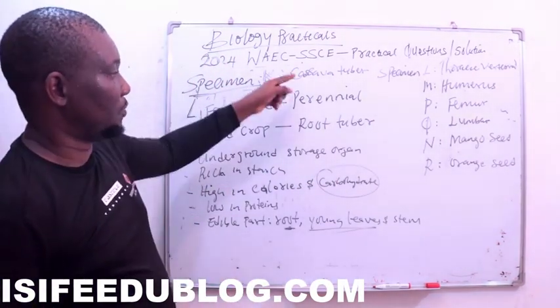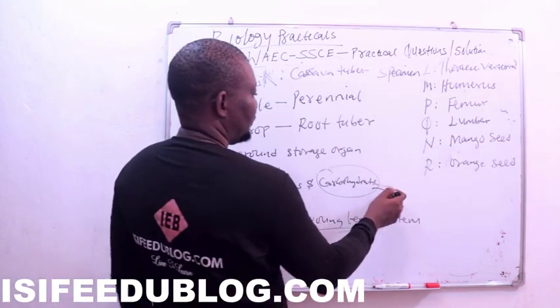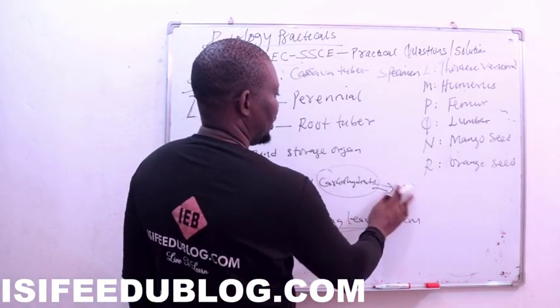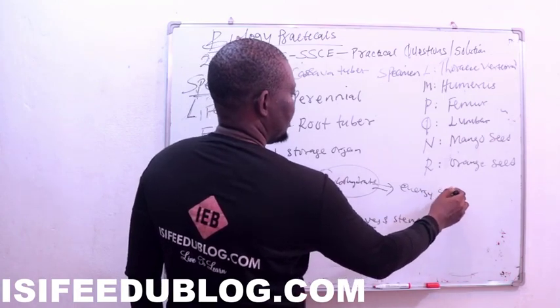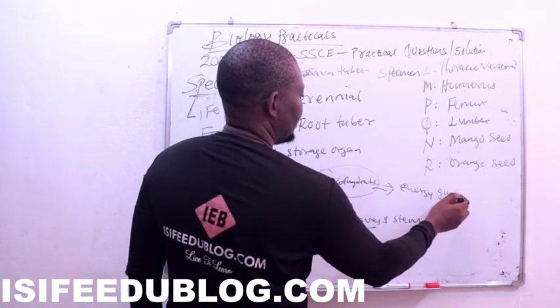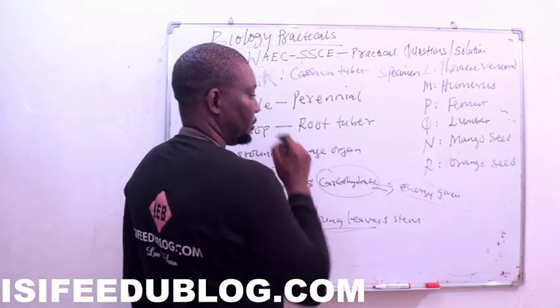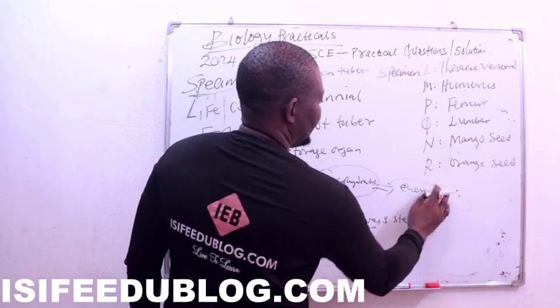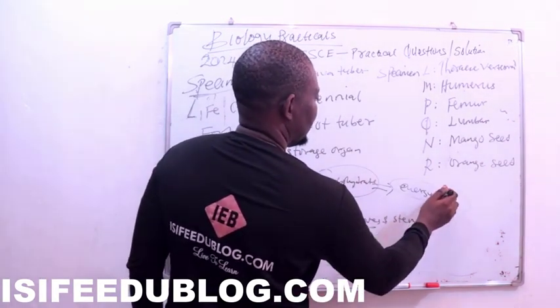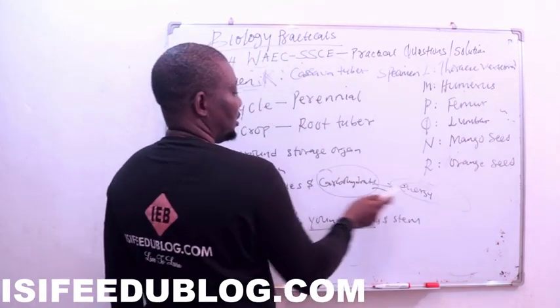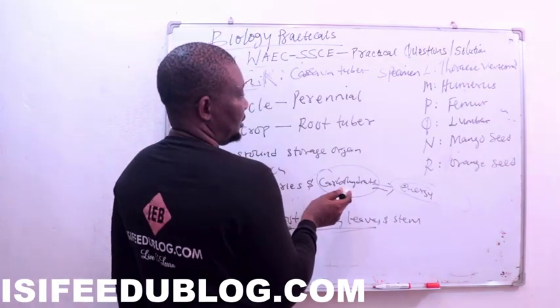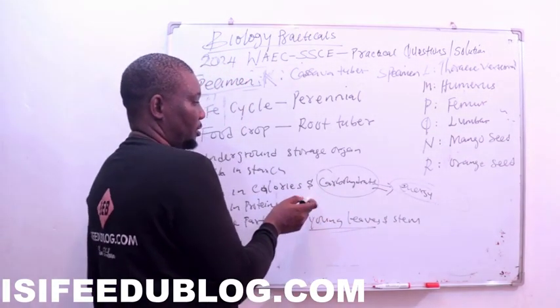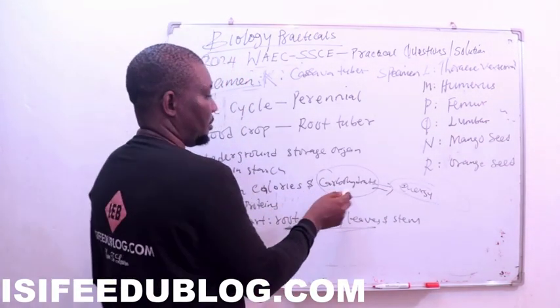And what is the function of that? The function of carbohydrates is for energy giving. Okay, energy giving food. This is energy, and how is the energy generated? The energy is generated by oxidation of these carbohydrates.